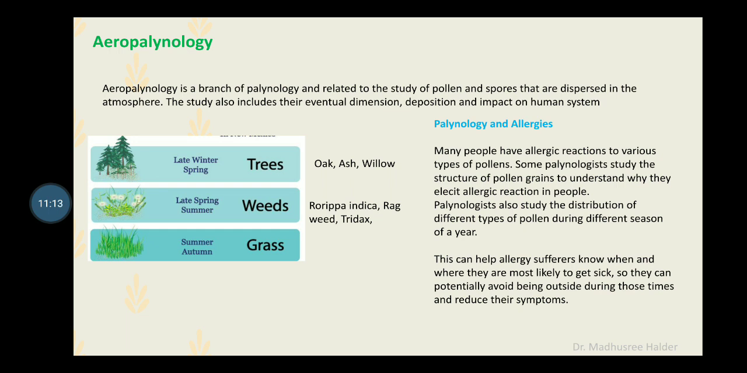And the last is the grass pollen that pollinate or disperse their pollen during summer and autumn. Fucus, cynodon, corn, etc. are some examples of grasses that disperse their pollen grains during this season. So if we get knowledge about the pollen calendar, we may get relief from this type of allergic reaction.